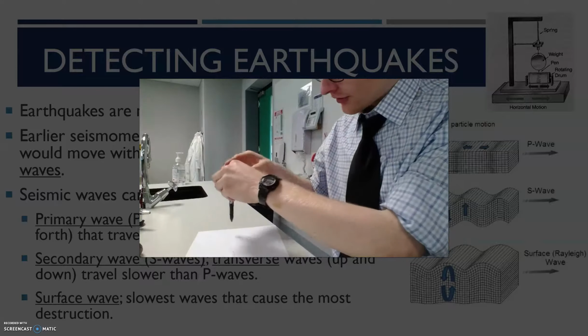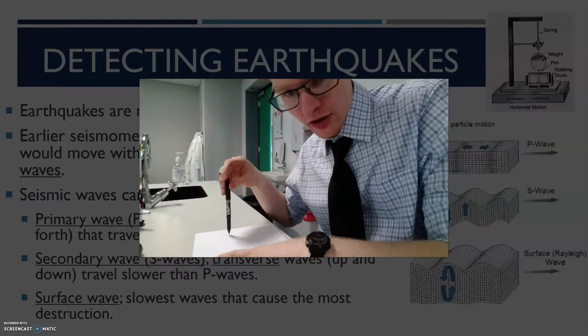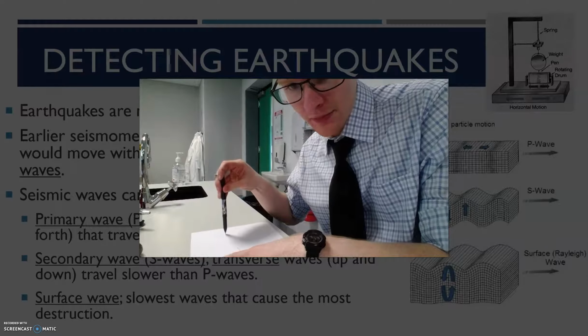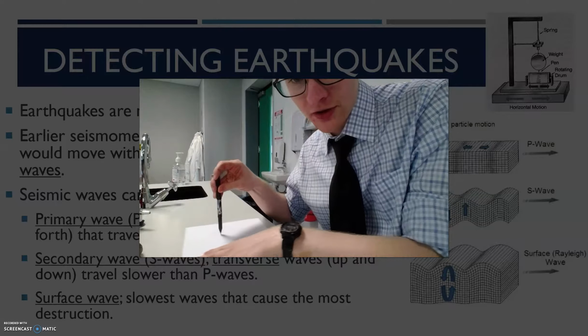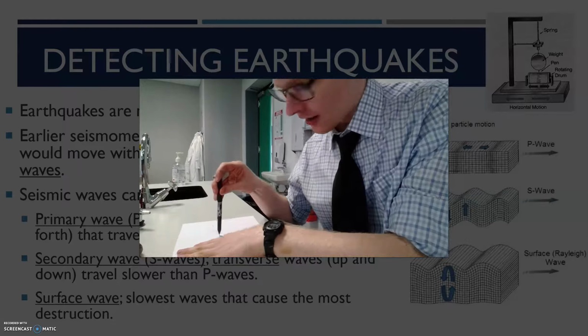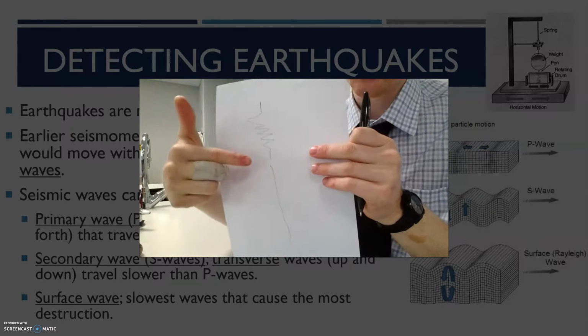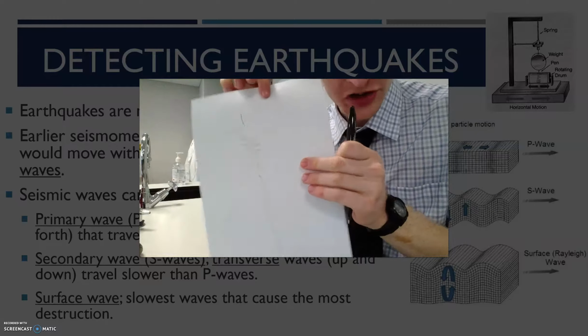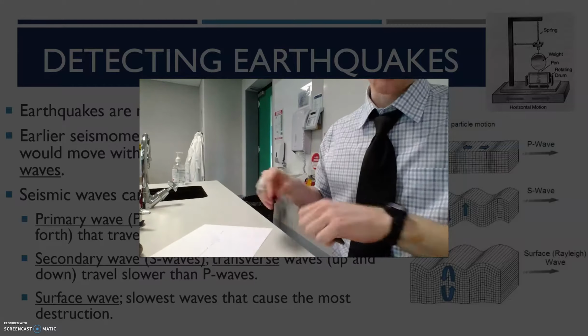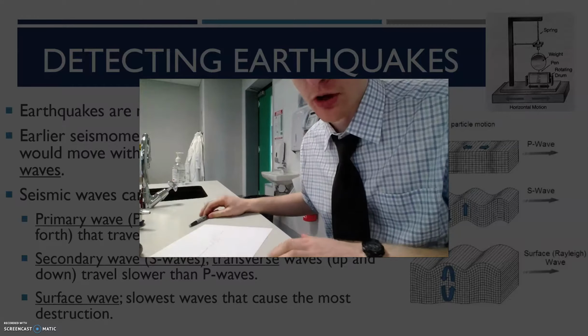But as soon as an earthquake occurs, that paper that's moving across gets shifted up and down a bit. And so you'll see some waves being drawn onto the paper. So that's how old seismometers basically worked.